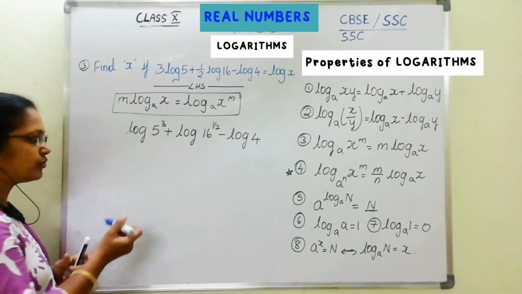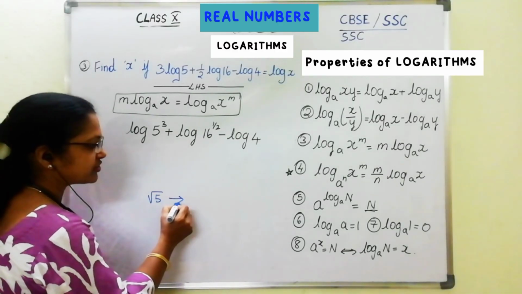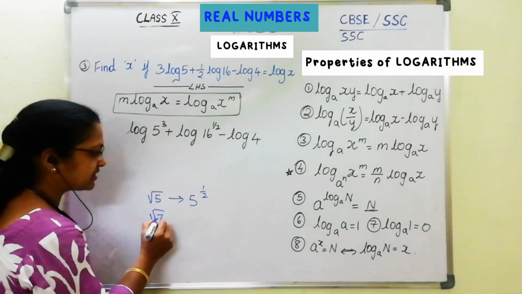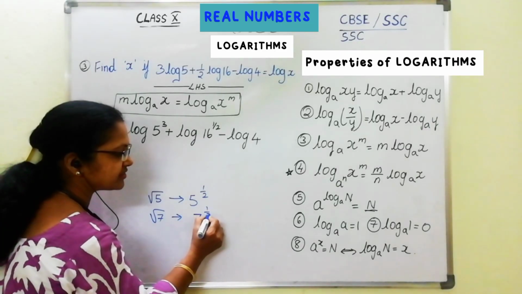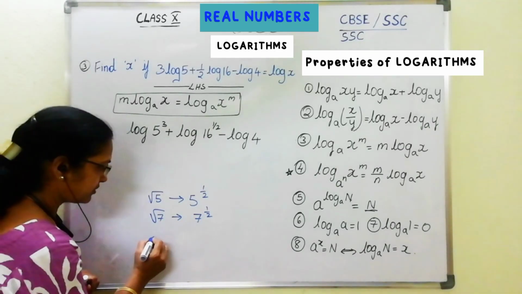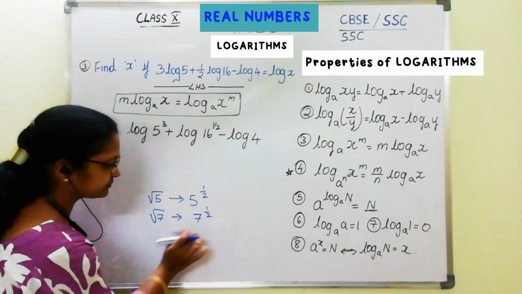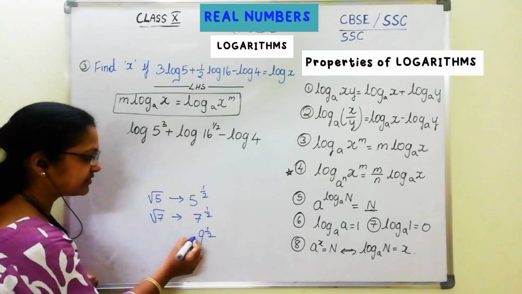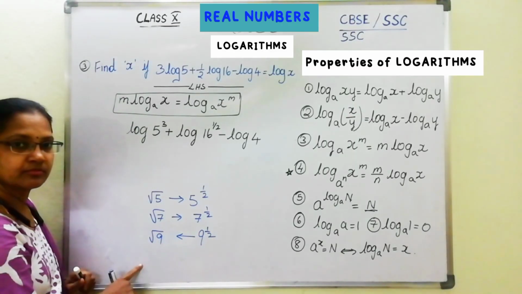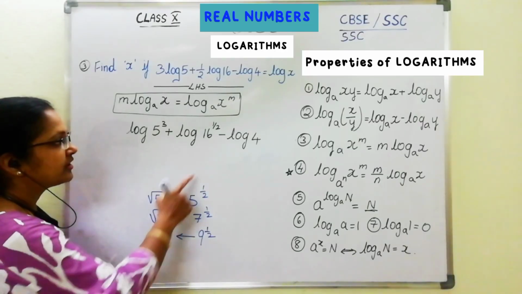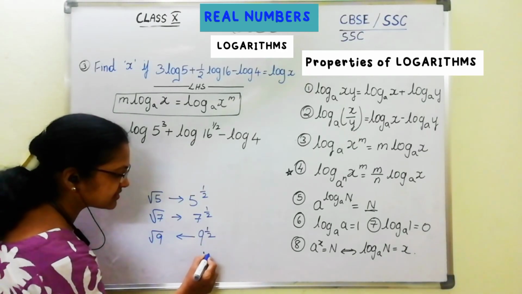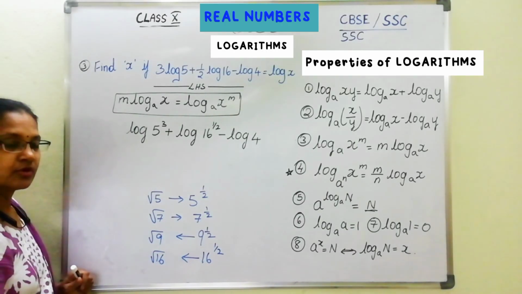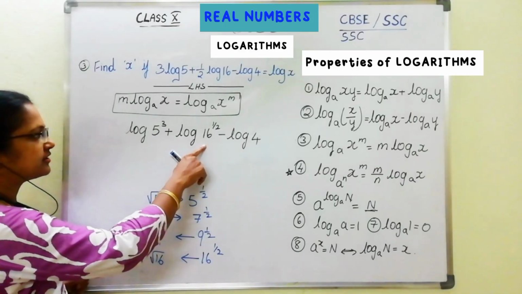Try to understand, this is very, very important. Whenever we write root 5 in exponential form, it is 5 power 1 by 2. Root 7 in exponential form is 7 power 1 by 2. And if we have an exponential form like 9 power 1 by 2, then this should be written as root 9. Are you getting it? Similarly, if 16 power 1 by 2 is given, we need to write it as root 16. Hope it is clear.